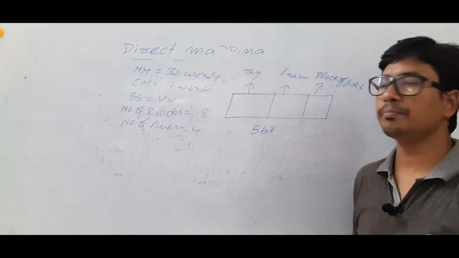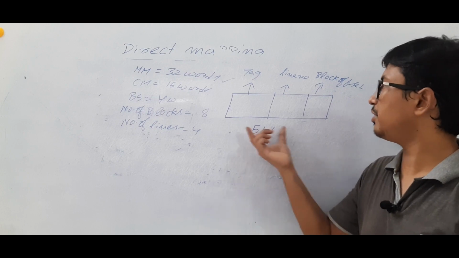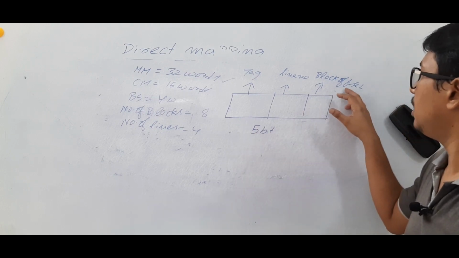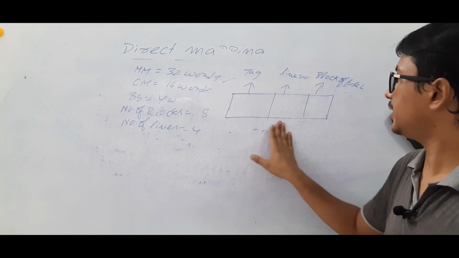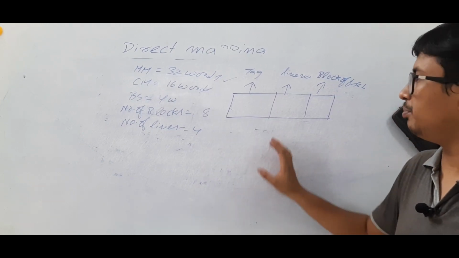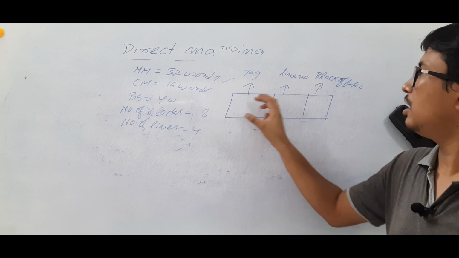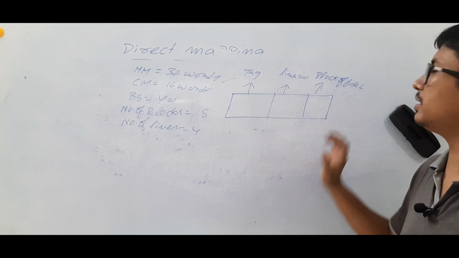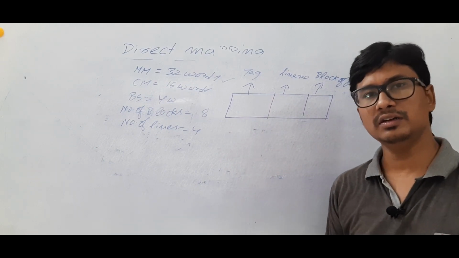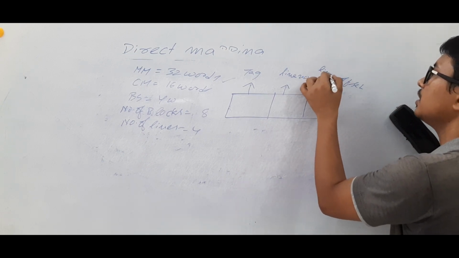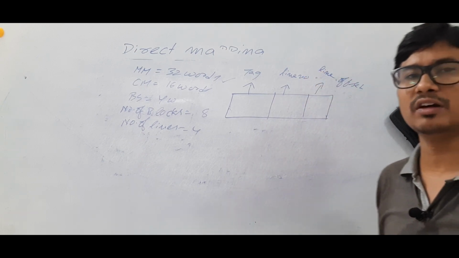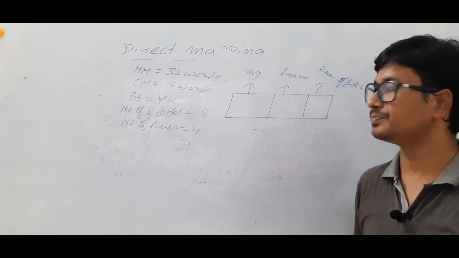So in direct mapping, the physical address is divided into 3 parts: block offset, line number, and tag number. Now we will discuss how many bits are allocated for the tag, how many bits are allocated for the line number, and how many bits are allocated for the block offset, which you can also call the line offset.